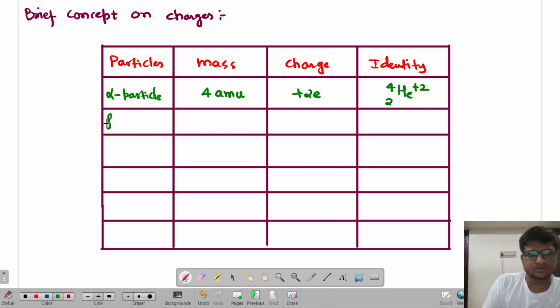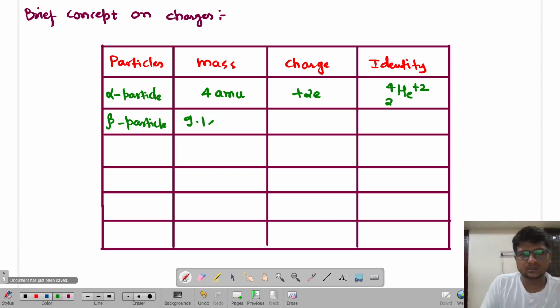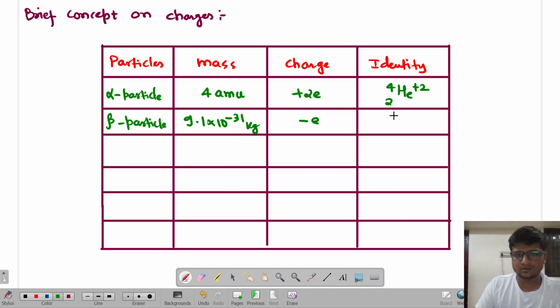Then beta particle. It has the mass of an electron, 9.1 into 10 to the power of minus 31 kg, and it has charge minus e. The identity is electron. So basically this is beta minus, you can say. Are you able to get me or not?